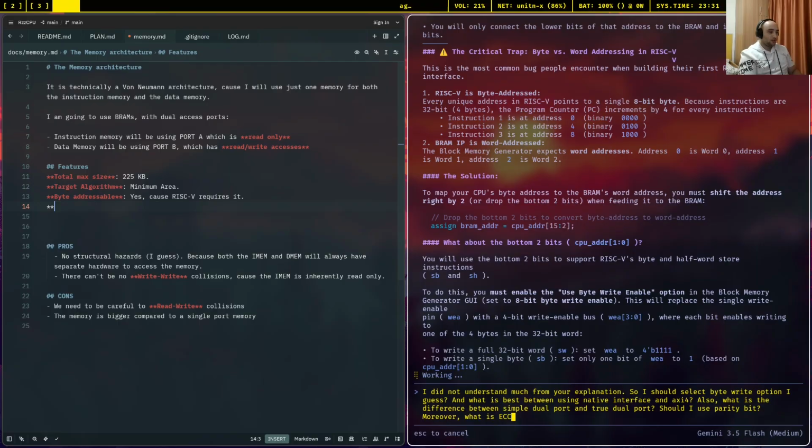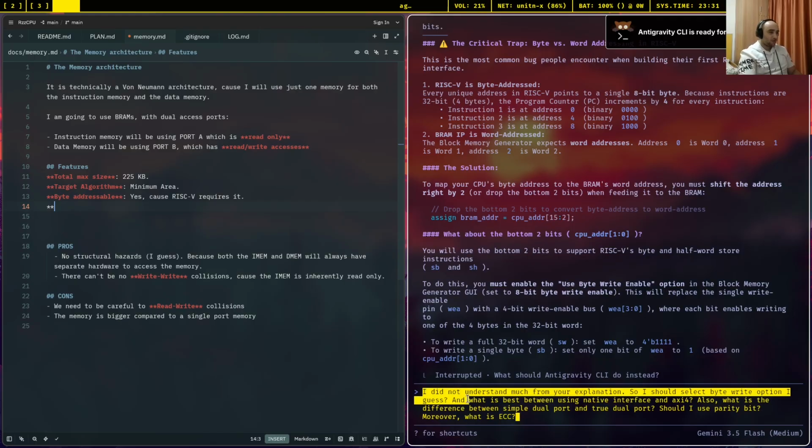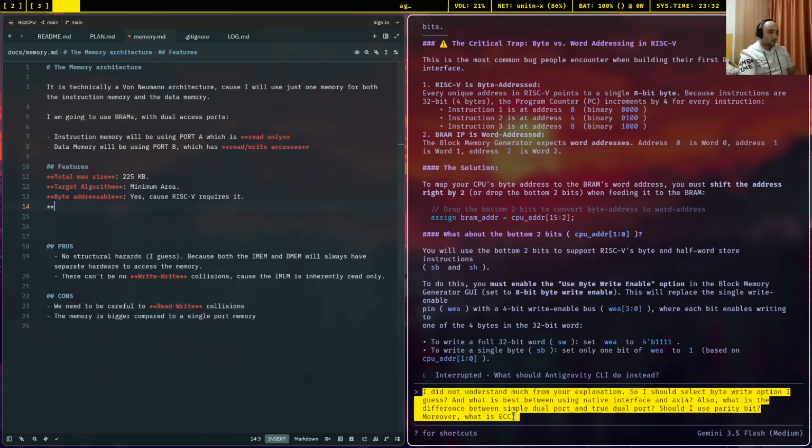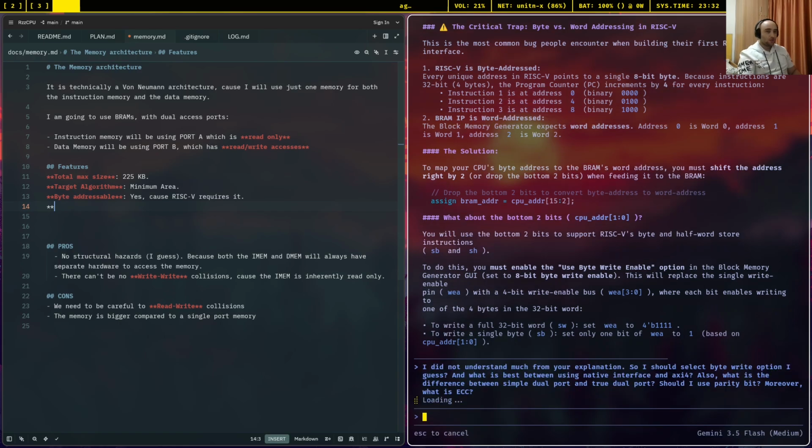What is ECC? Since it's starting to hallucinate, I might want to actually copy this and then switch. I will switch to a better model.